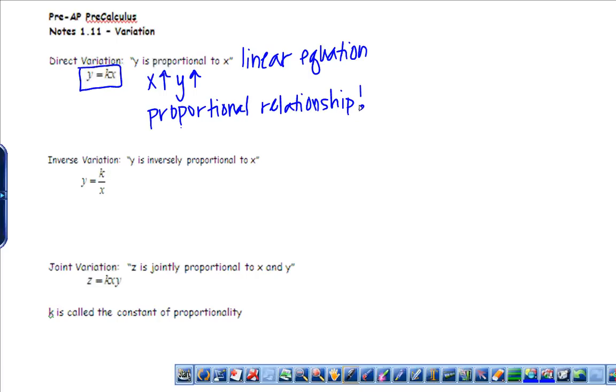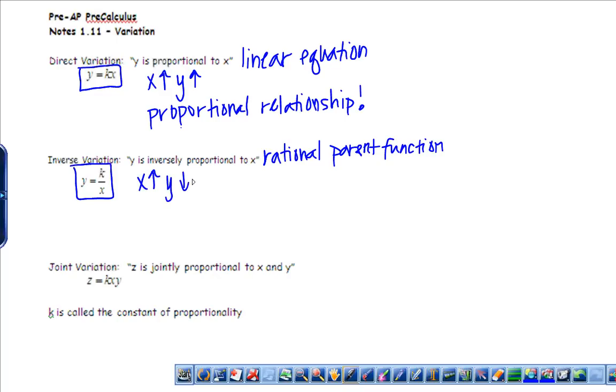Okay, on my next one, my inverse variation, same variables here, but y is equal to k over x. It says that y is inversely proportional to x. On this one, this actually represents a rational function, and this is the parent function. As x is increasing, your y is going to be decreasing on this.